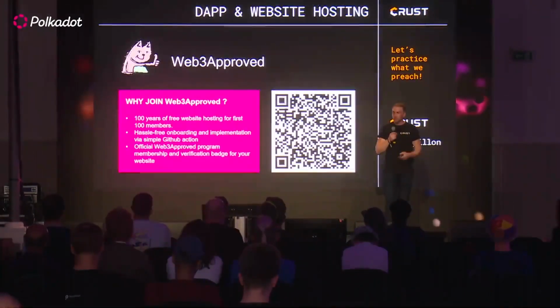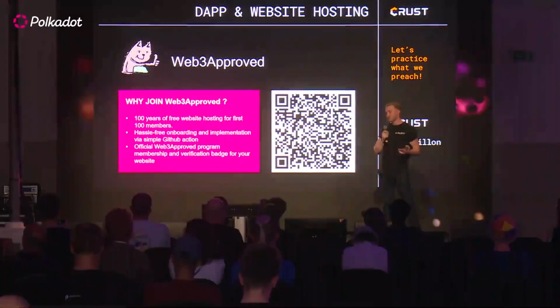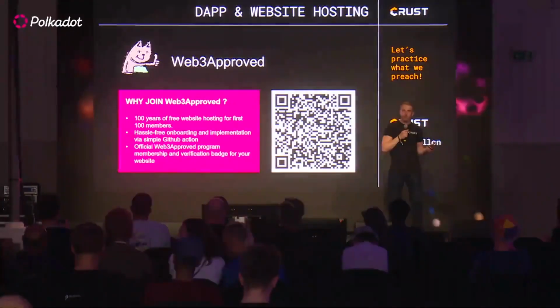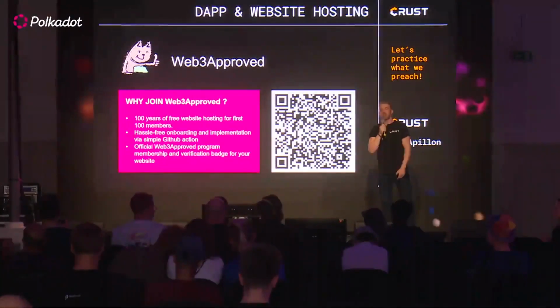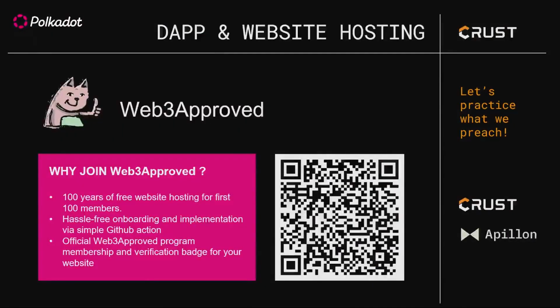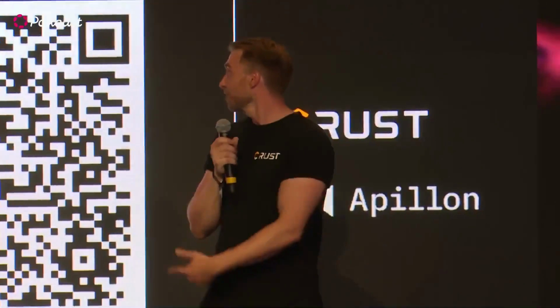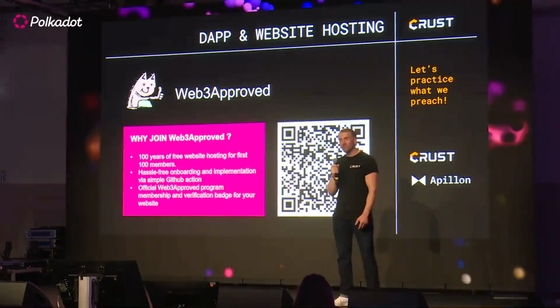And I also want to take this opportunity to raise some awareness for a campaign we recently launched with our good friends from Apillon. This campaign is called Web3 Approved. With Web3 Approved, we want to encourage developers, builders, and Web3 projects to finally practice what we preach and to host their web page totally decentralized. And we don't just encourage them, in fact, we incentivize them. We do that by providing 100 years of free storage or free website hosting for the very first 100 projects onboarding this initiative. So if you are keen to check it out, feel free to hit me up after this talk. Feel free to scan this QR code. But I will be around.